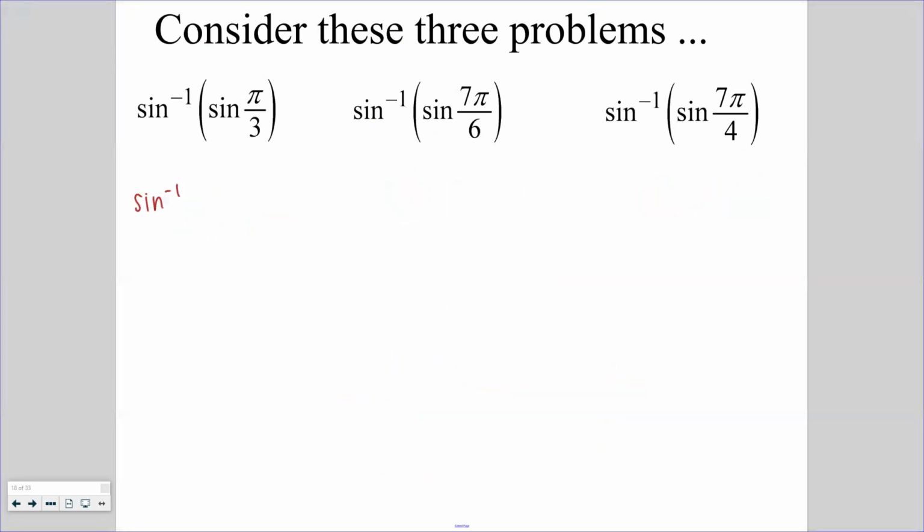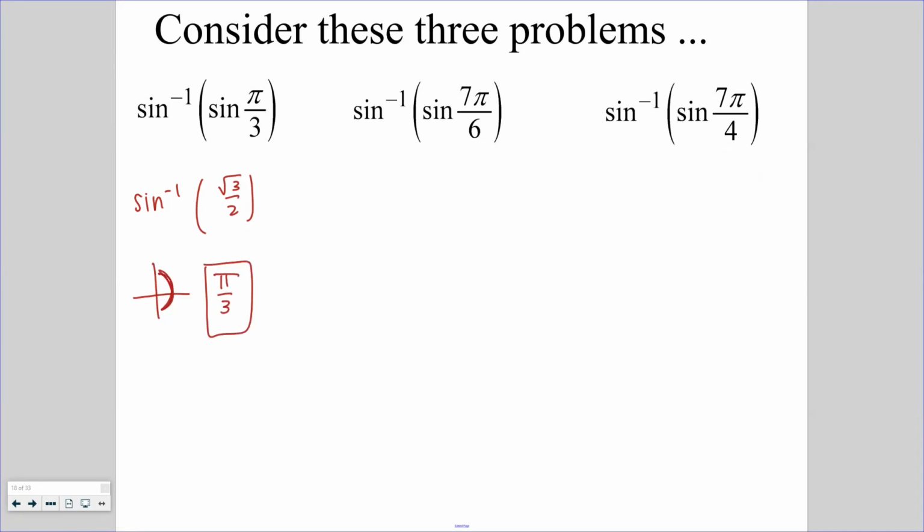The sine of pi over 3, we're just going to go onto the unit circle, find pi over 3, and the y coordinate there is the sine value. The sine of pi over 3 is √3 over 2. So now the question becomes, what angle gives us a sine value of √3 over 2? Remember, inverse sine has a range of -pi over 2 to pi over 2. So what angle in the first or the fourth quadrant gives us a sine value that is √3 over 2? Well, that is pi over 3.